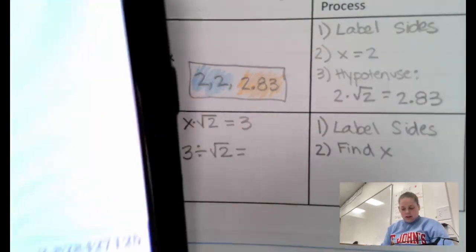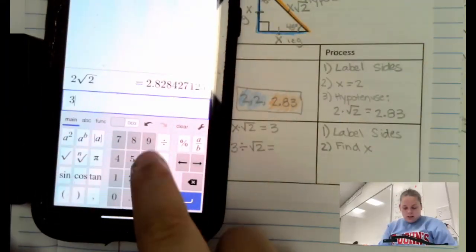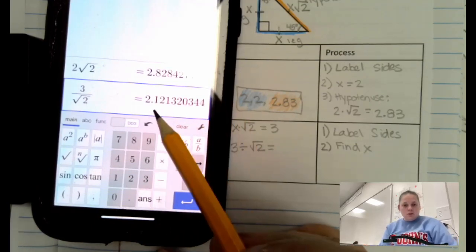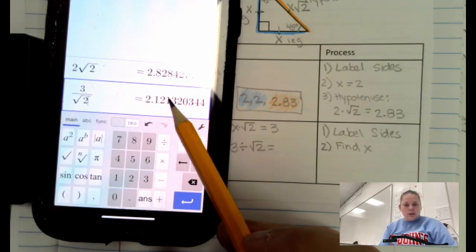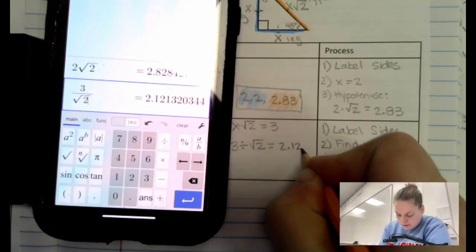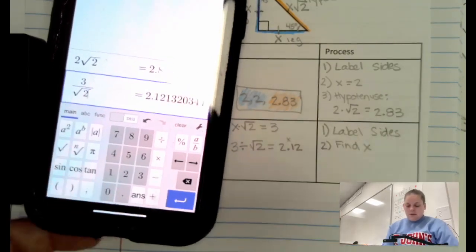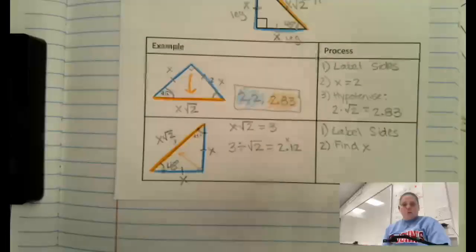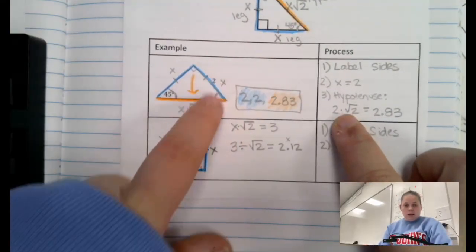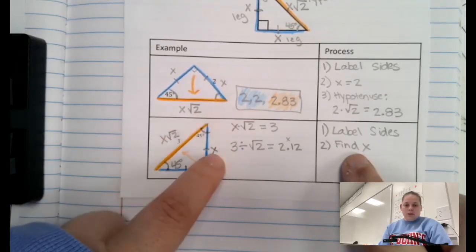And I'm going to use that handy-dandy calculator. 3 divided by square root of 2. And we get 2.12. And then that next number is 1, so we're going to stay at 2.12. 2 and 12 hundredths. And that is our x. So all we had to do there was, we know that this is x square root of 2. To get that, we just multiply by square root of 2 to go from leg to hypotenuse. To undo that, to undo multiply, we divide.